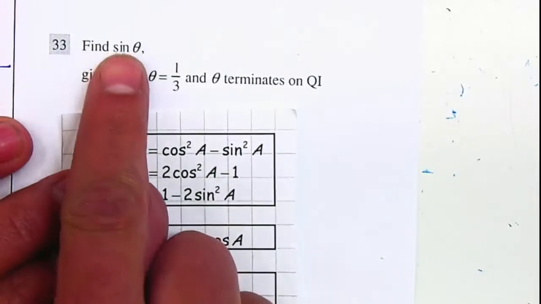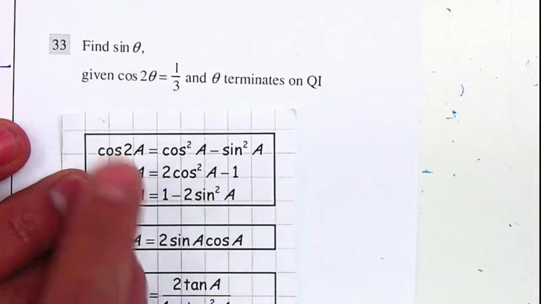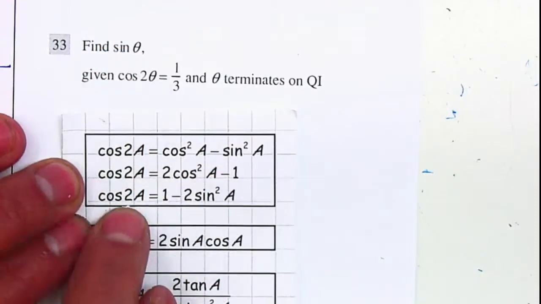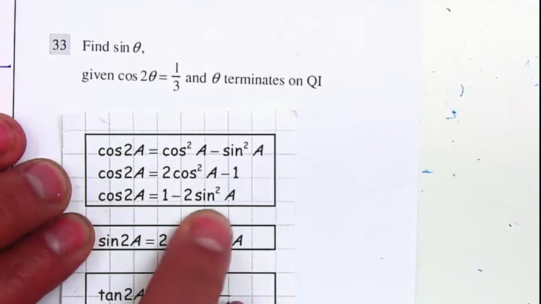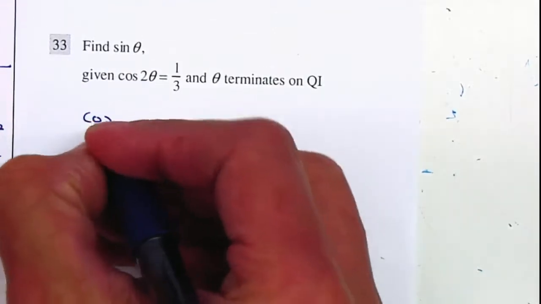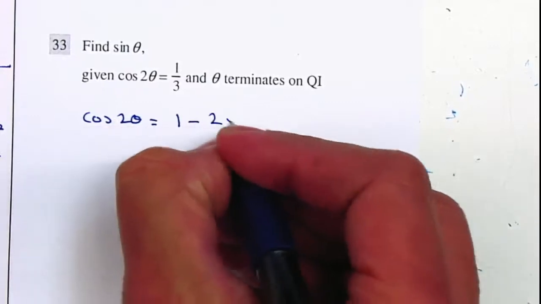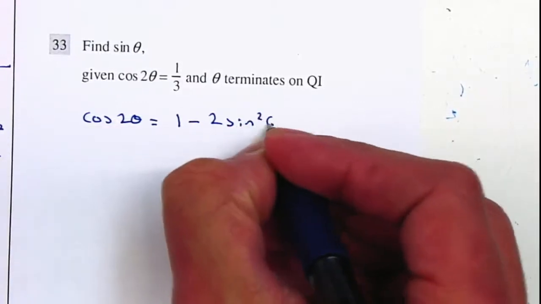In this case, we're looking for sine. Since we're trying to solve for sine, we can only use the last one. It will be the best one to use. So let's go and write it down. The cosine of 2 theta is equal to 1 minus 2 sine squared of theta.